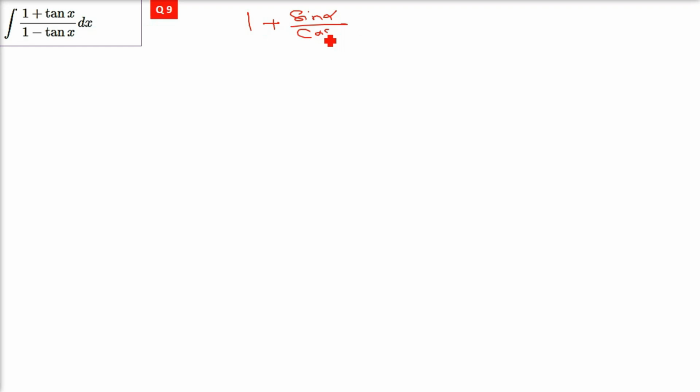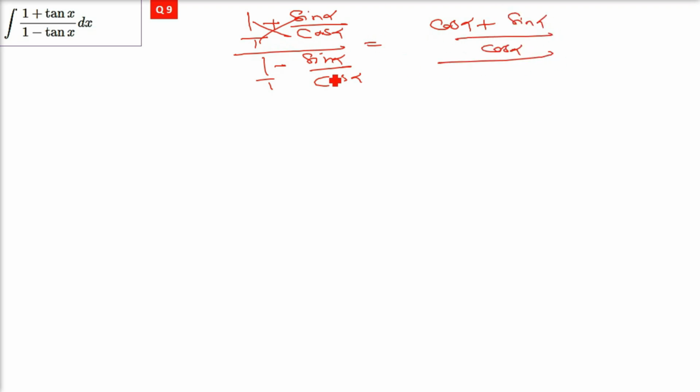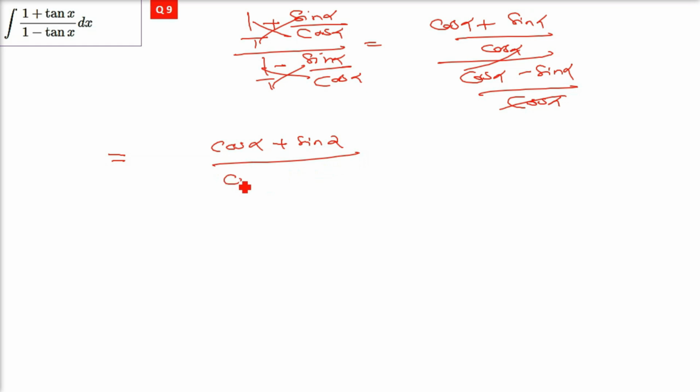Tan alpha can be replaced by sin alpha by cos alpha, because tan alpha is nothing but sin alpha by cos alpha. Same thing I've done here. Now cross multiply. This is cos alpha, this goes here plus sin alpha. And then 1 into cos alpha is cos alpha, sin alpha into 1 is sin alpha, minus sin alpha divided by cos alpha. Now you can just cancel this cos alpha. So this is the same question which we have completed just now: cos alpha plus sin alpha over cos alpha minus sin alpha.